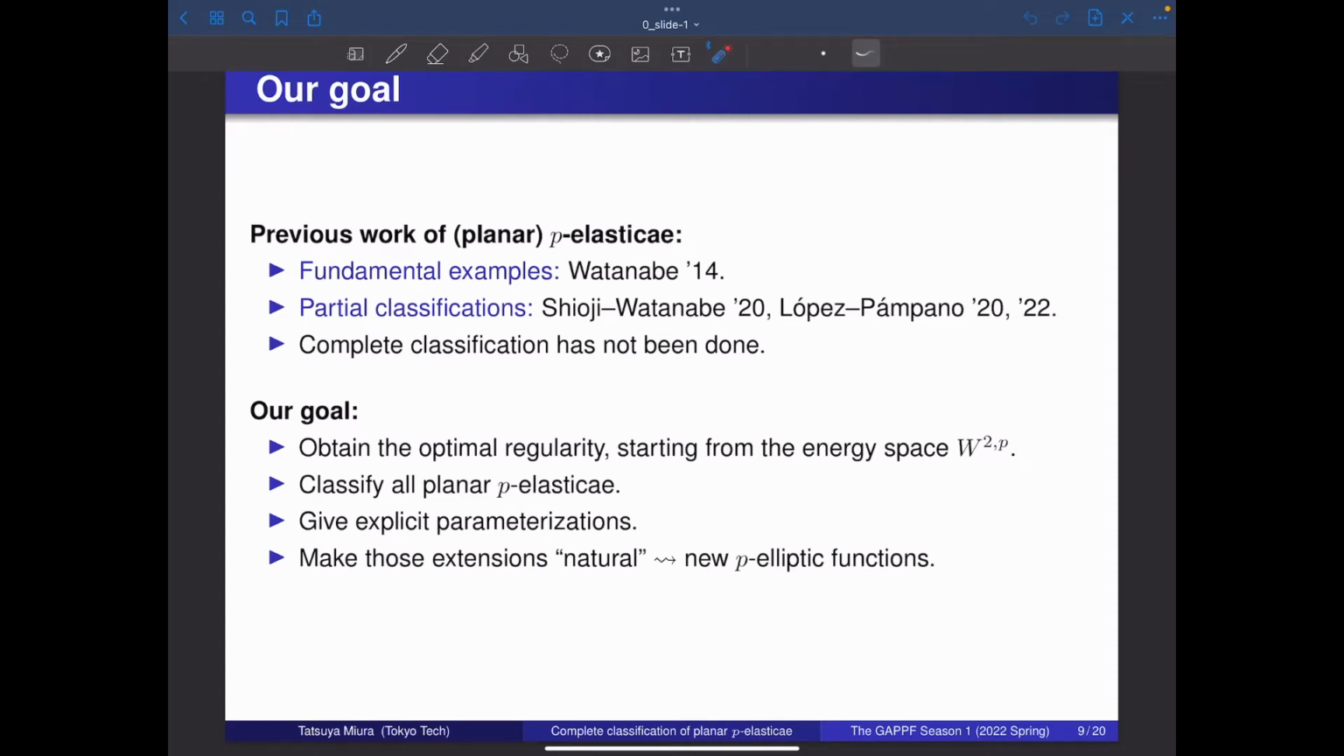Okay, so let's start the second part of my talk. In the first part, we observed what the p-elastica is, and also what is known and what is not known, and we clarified our goal. And in this second part, I would like to state our main results more precisely.